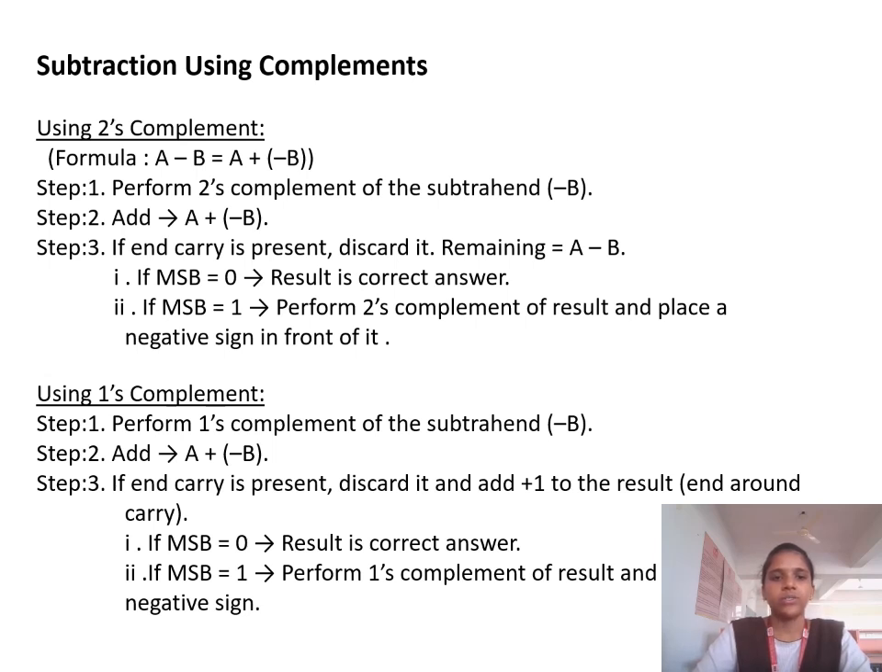Using 1's complement, perform the 1's complement of the subtrahend, and then we get the complement. The obtained complement is added to A. If we get an end carry, discard it and add 1 to the result, the end around carry. If the MSB is equal to 0, the result is the correct answer. If the MSB is equal to 1, perform the 1's complement of the result and add a negative sign in front.